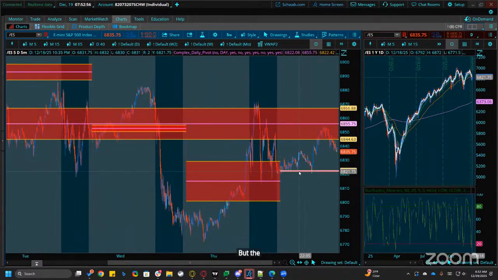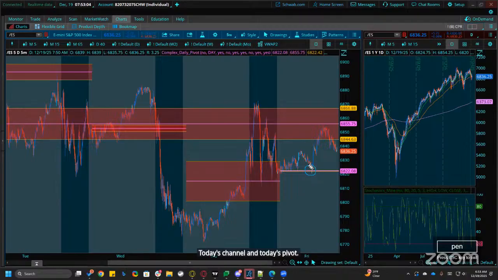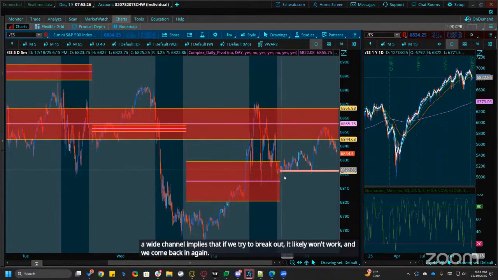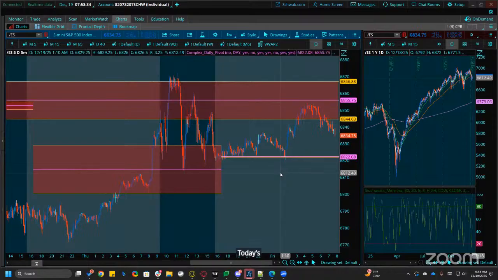But the size of the channel is important. So we want to look at the daily channel, today's channel, and today's pivot is higher than yesterday. That's bullish. Price opened underneath it. That's bearish. Those two kind of cancel each other out. But the next thing you want to look at is how wide is this channel? A wide channel implies that if we try to break out, it likely won't work and we come back in again. A narrow channel implies if we break out, it could stick and we could just keep the breakout and keep on going. Today's channel is that kind of channel.